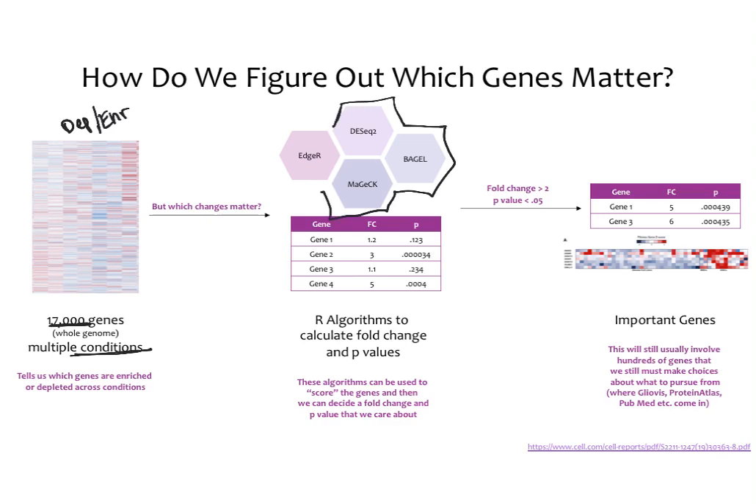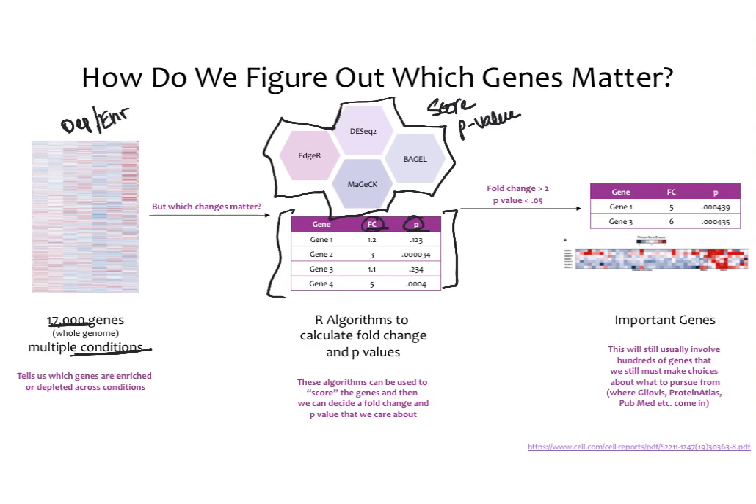These are multiple algorithms that basically assign a score. They take your condition one and your condition two, and they give it a score and a p-value. They basically tell you it changed by this much and it's this significant of a change. After you run through this analysis, you end up with a table that has each gene, a fold change, and a p-value. This is really helpful because these are very well validated techniques. You don't really need to worry about how to figure out which genes are important. You just need to look at the fold change and the p-value that they give you.